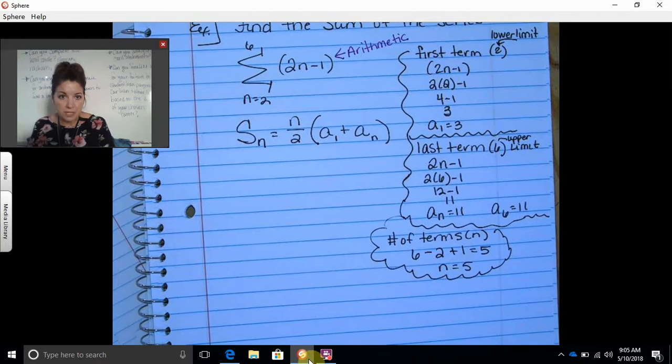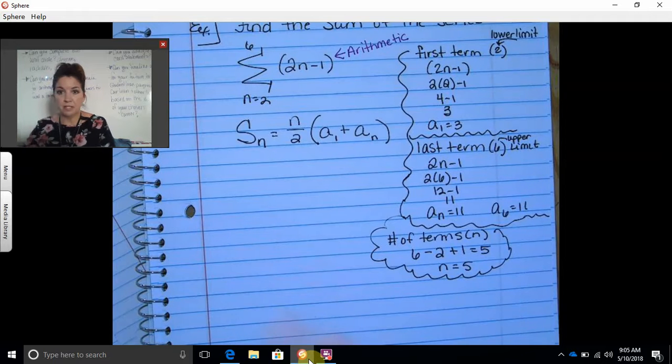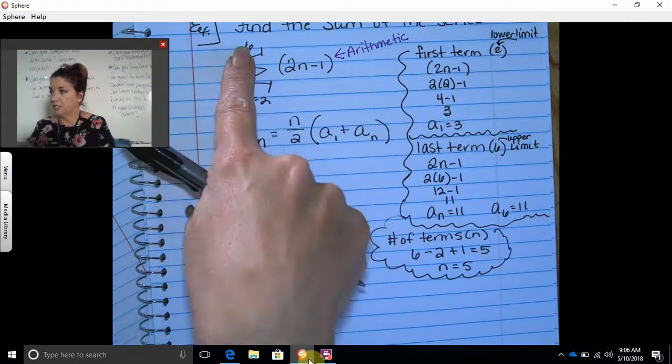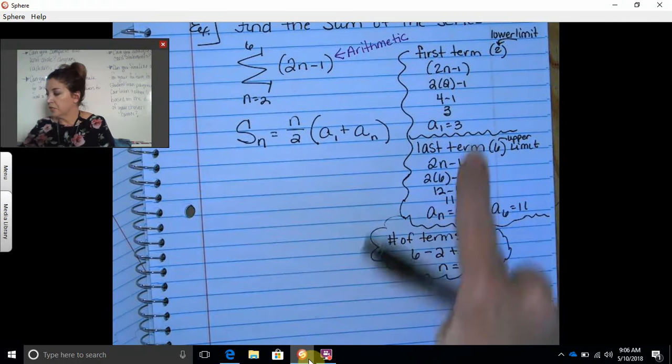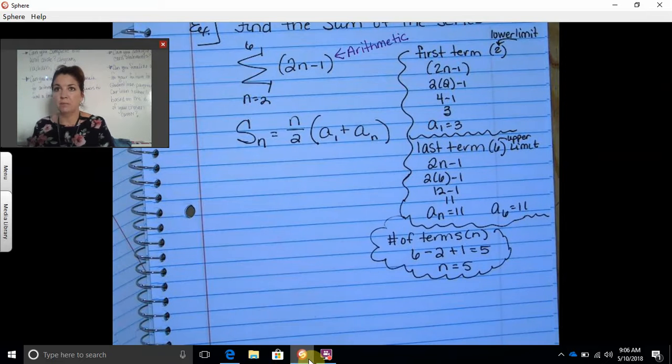Also, if we couldn't remember what this formula was and it wasn't given to us, we could literally just figure out what the first term is, the second term, the third, the fourth, the fifth, and the 6th term, and just add them all up, right? Because that's all this is asking us to do: add the 2nd, 3rd, 4th, 5th, and 6th term together. Well, we already know what the first term is. We already know what the 6th term is. If we just found the 2nd, 3rd, 4th, and 5th term, we could add them all up. Or we could just use this formula.